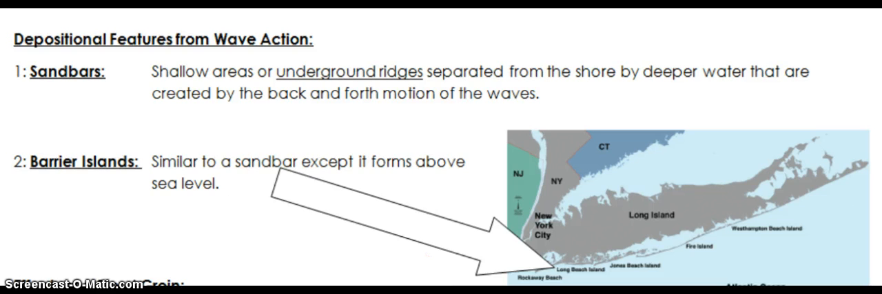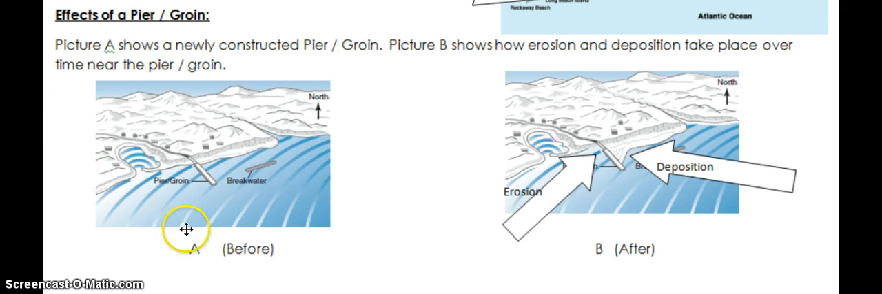Now, the last thing that we're going to talk about today is the effects of a pier or groin, because sometimes we can have way too much erosion on the coast and we want to preserve the coast. So we can build a pier or a groin. What we're going to see here in picture A is the coastline before or as soon as the pier or groin is put in there. So here it is right there. You can see that the waves are coming in this way, so your longshore current is going in this direction. So we can kind of draw that in here. Your longshore current's going that direction. So you probably want to draw that in your notes and label it longshore current so you know.